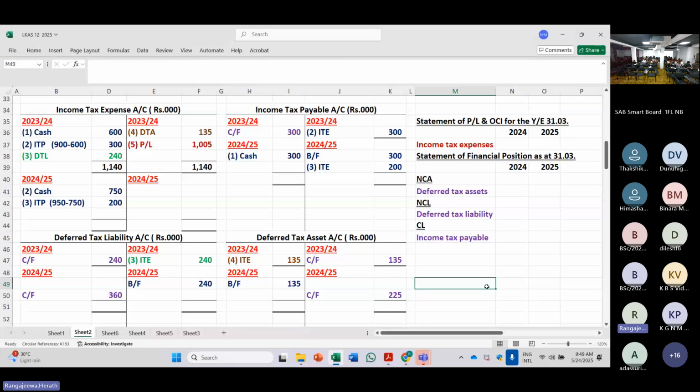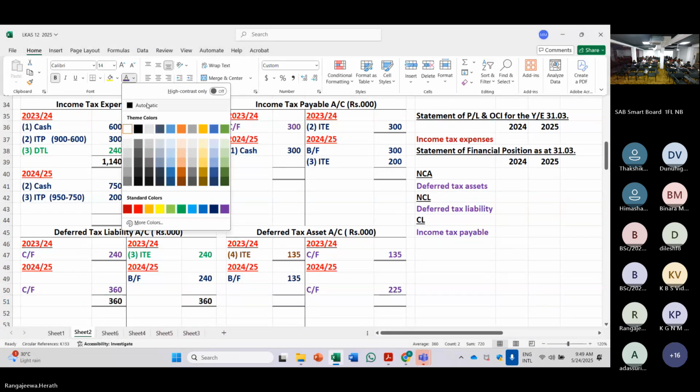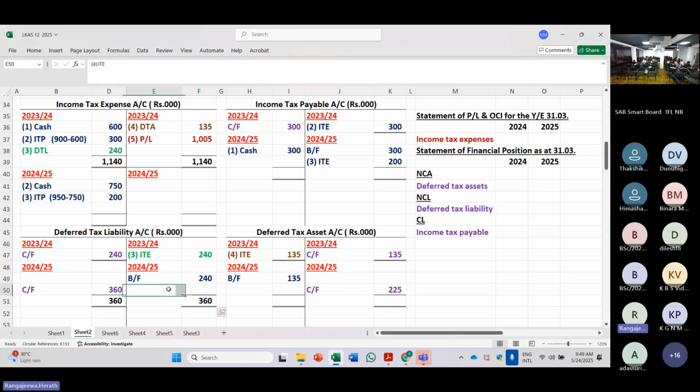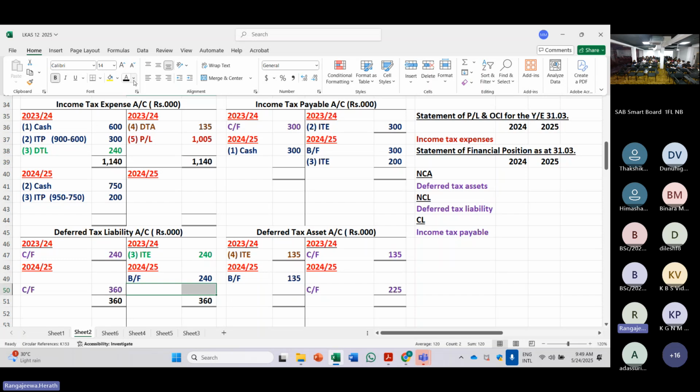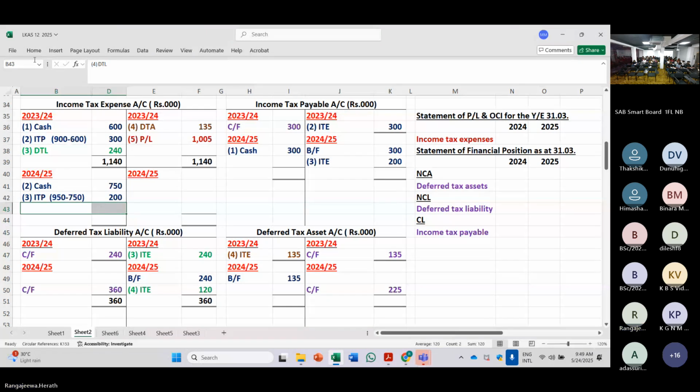Now pass the double entry. 240 increase to 360. Right? එතකොට මේ account එක balance කරොත් අපිට ගන්න පුළුවන්. අලුතෙන් deferred tax liability එකට කීයක් create වුණාද? 240 become 360 means the creation of deferred tax liability 120. Deferred tax liability credit, income tax expense debit.